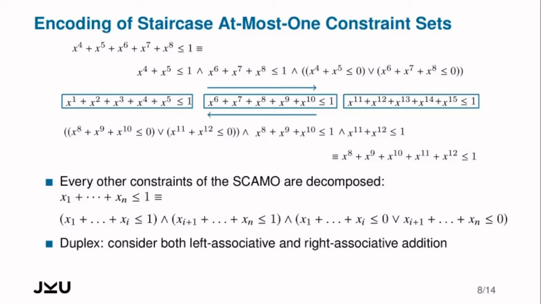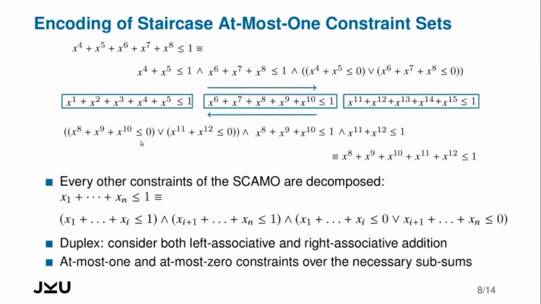Beyond that, we can also see that these sub-sums are occurring not just in at most one constraints at the end, but also in at most zero settings. And because of that, we have to find an encoding where we can guarantee that these at most zero constraints are also present at the final representation.